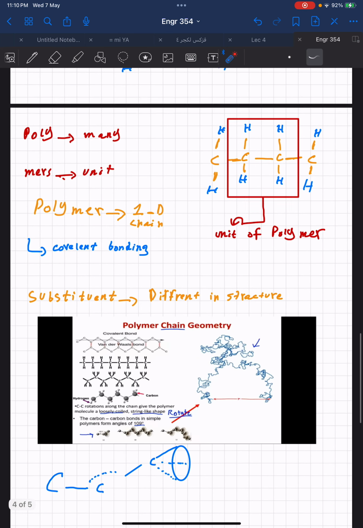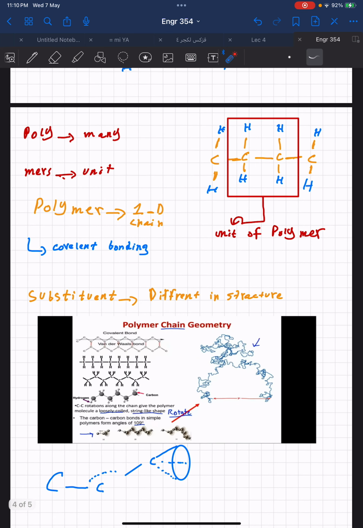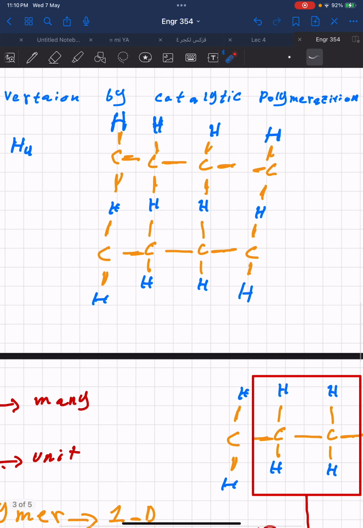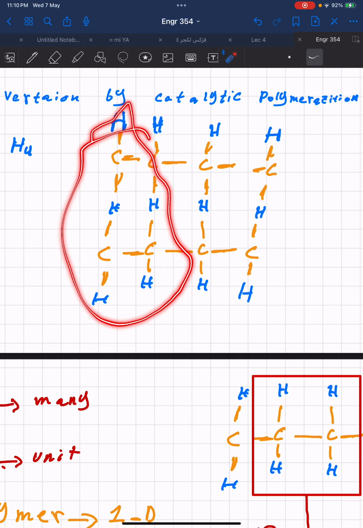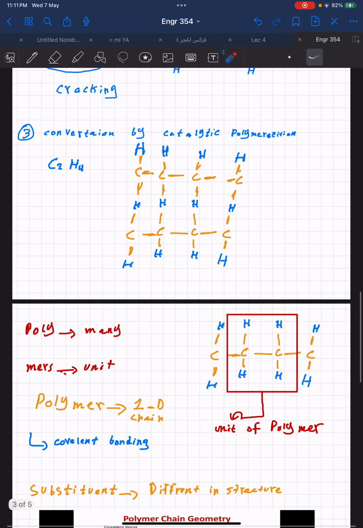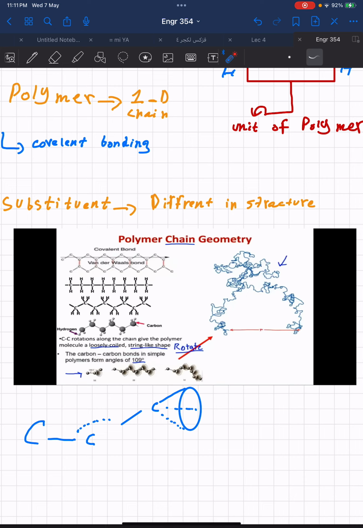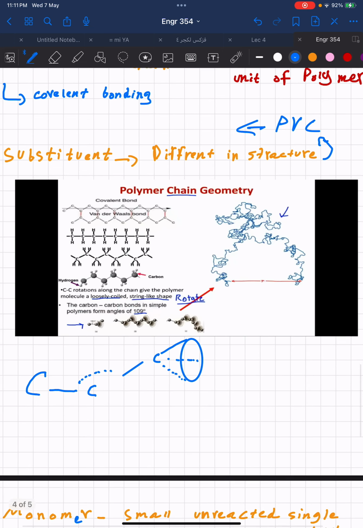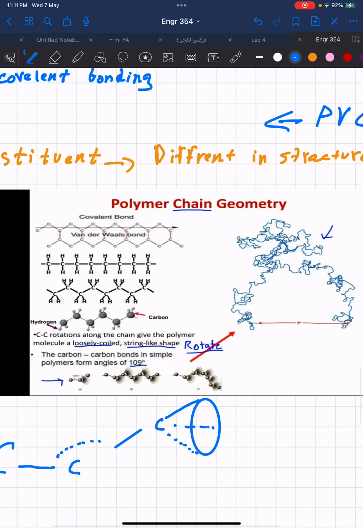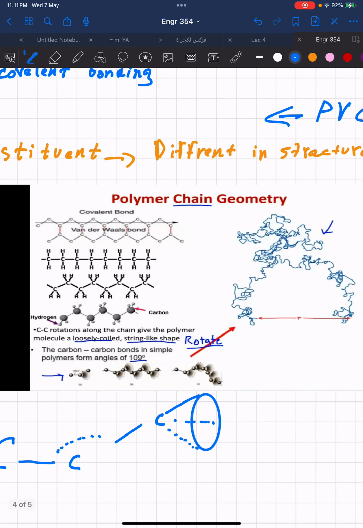Okay, so we will have two kinds of polymers. The one that has the same combination, the same repeated unit, and the one which does not have the same repeating unit. It's basically a different structure, such as PVC. Wait, let me write here, such as PVC. Go Google what is the chemical structure for PVC. You'll see it. Here we are still talking about polyethylene.